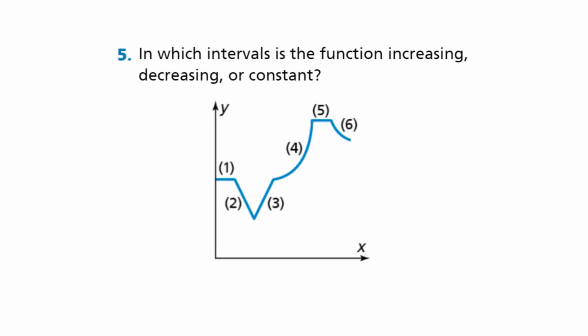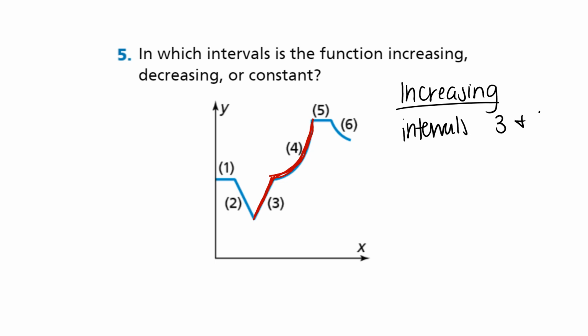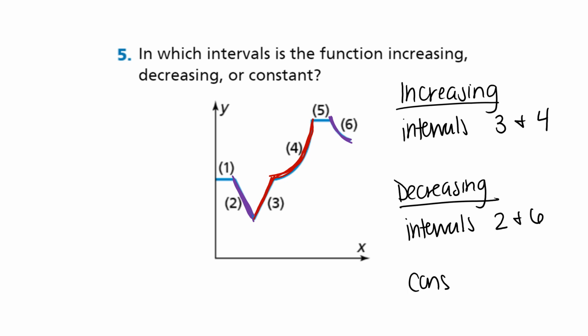In which intervals is the function increasing, decreasing, or constant? So increasing intervals mean that it's going up. We can see that it's going up here at section 3, and it is also increasing going up at section 4. So intervals 3 and 4 are increasing. For decreasing sections, decreasing means going down, so that would be section 2 and section 6. Constant is graphs that are flat, so straight across, which is 1 and 5.